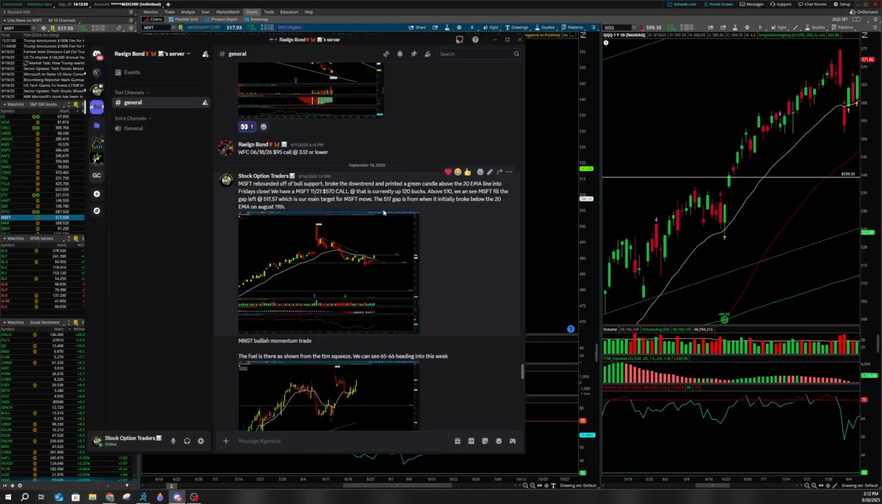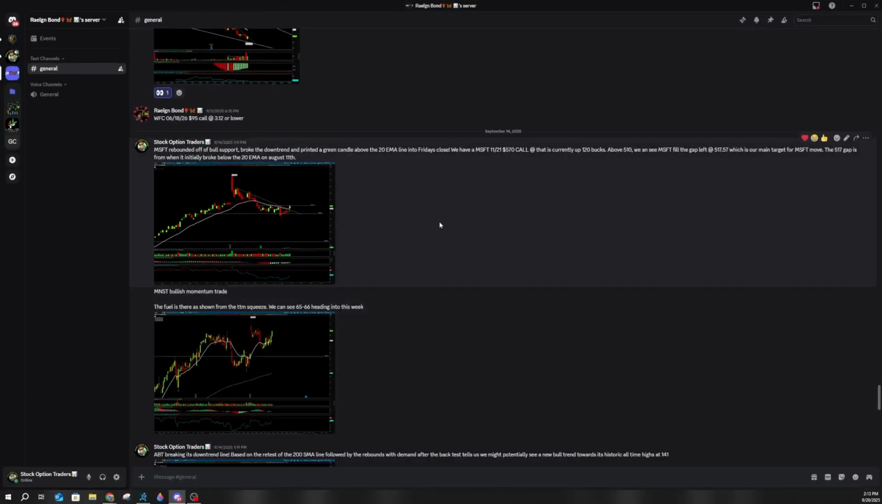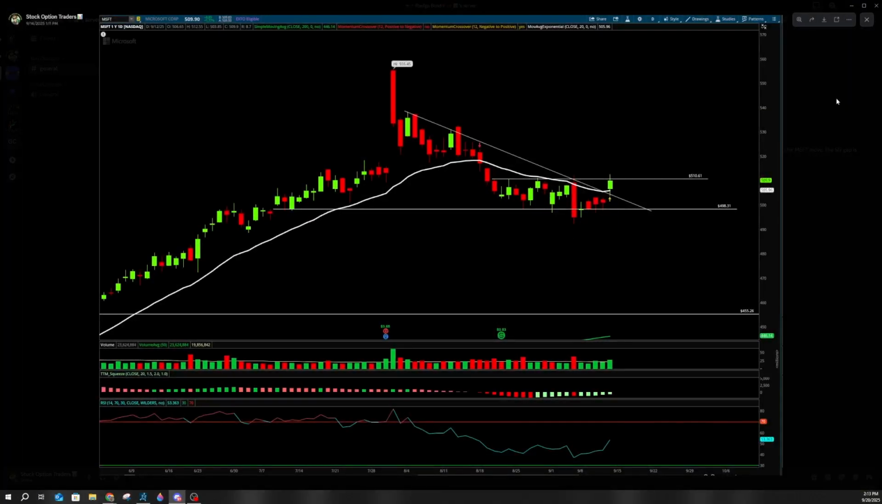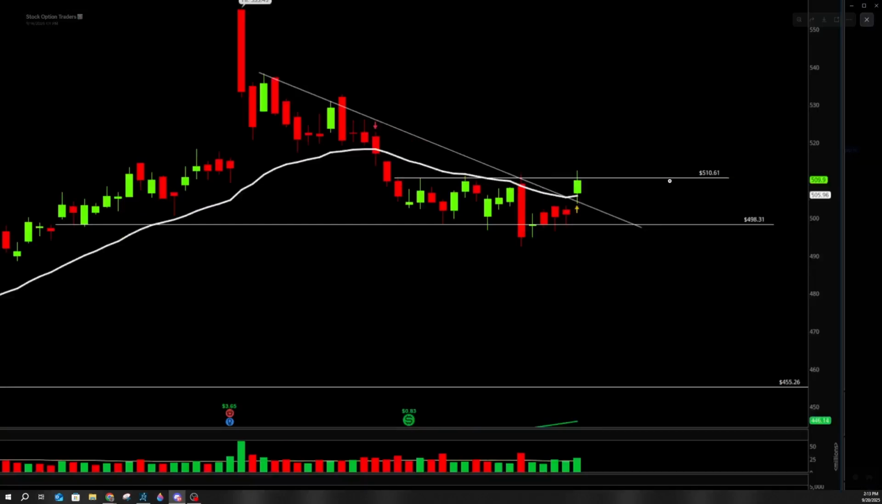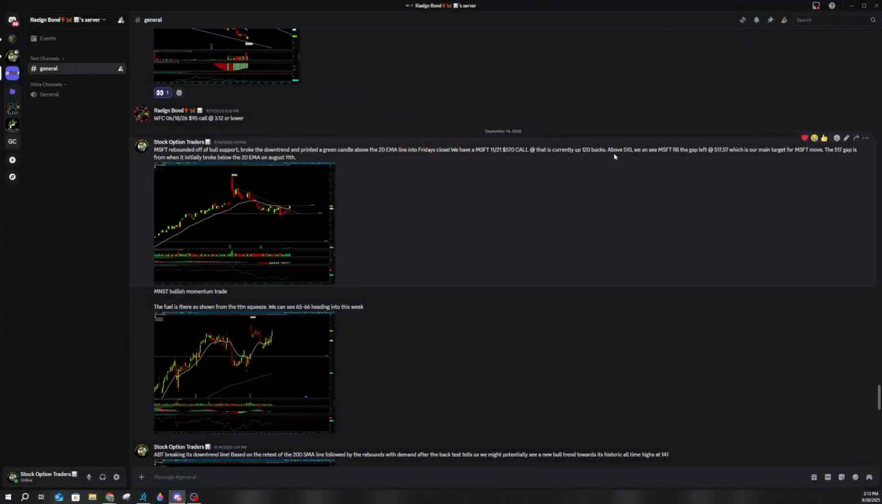Here it is. So if you take a look, this is Rainbond's server here. Herself and I are in the server, and in the server we post our analysis and we get it ready for our team heading into the upcoming session. So you can see Microsoft, same understanding, rebounded well off of support. It regained its 20 EMA line, and as we can see, I said this was going to go to 518 and then 517. Okay, I said that gap at 517 is our target.